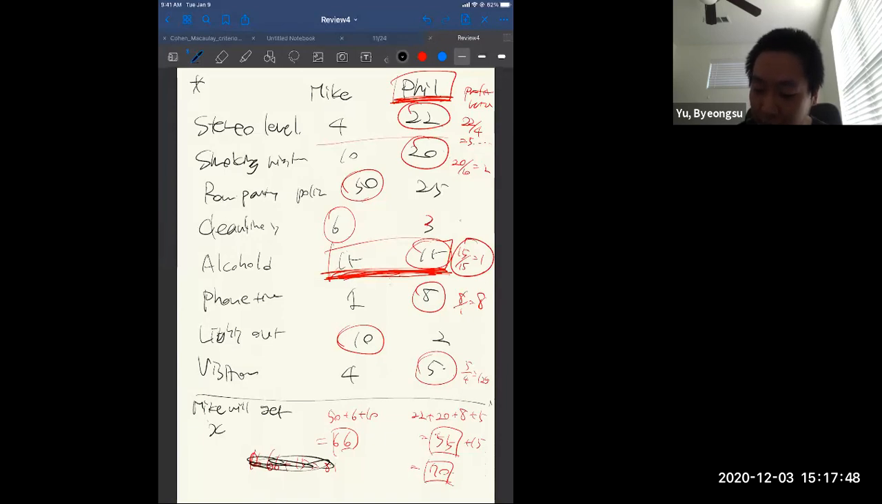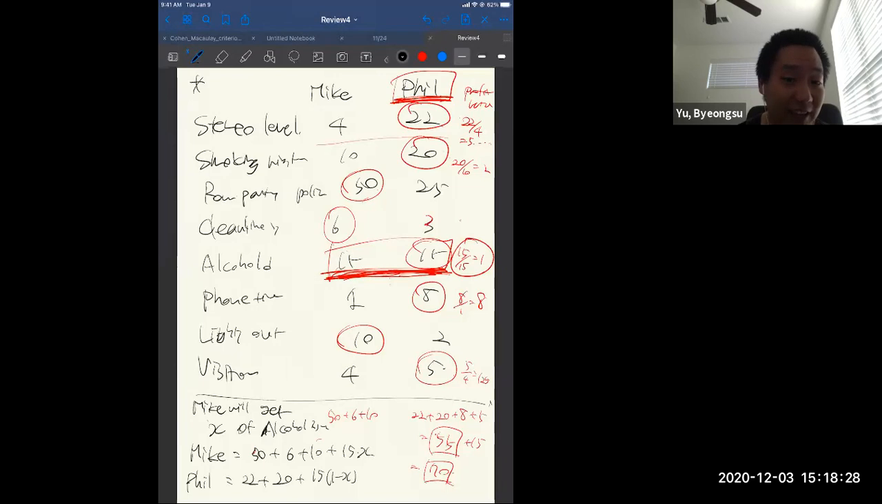X of the alcohol issue. Then what Mike will get is these 50 points, and 6 points from cleanness, and 10 points from right child time, and 15 times X, right? But what Phil will get is these 22 points plus 20 points plus this 15 times (1 minus X), because 1 minus X is what Phil will get finally, plus 8 plus 5. And our objective is to make them have the same points, right? So this equation should be the same as this equation, right?